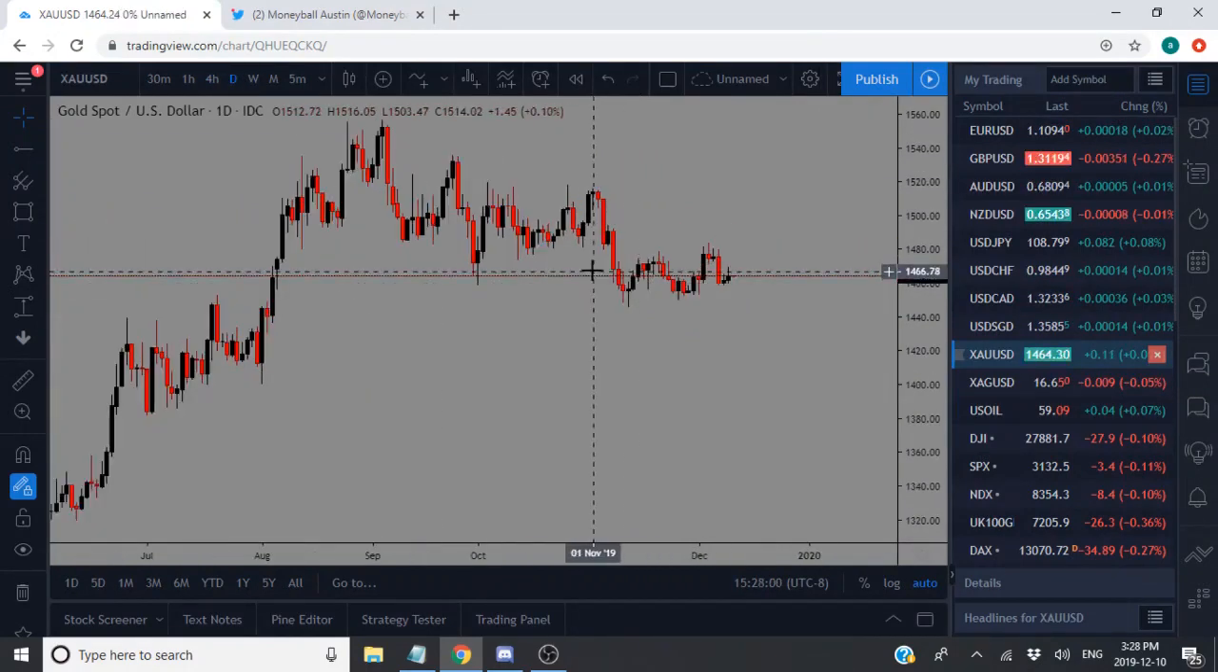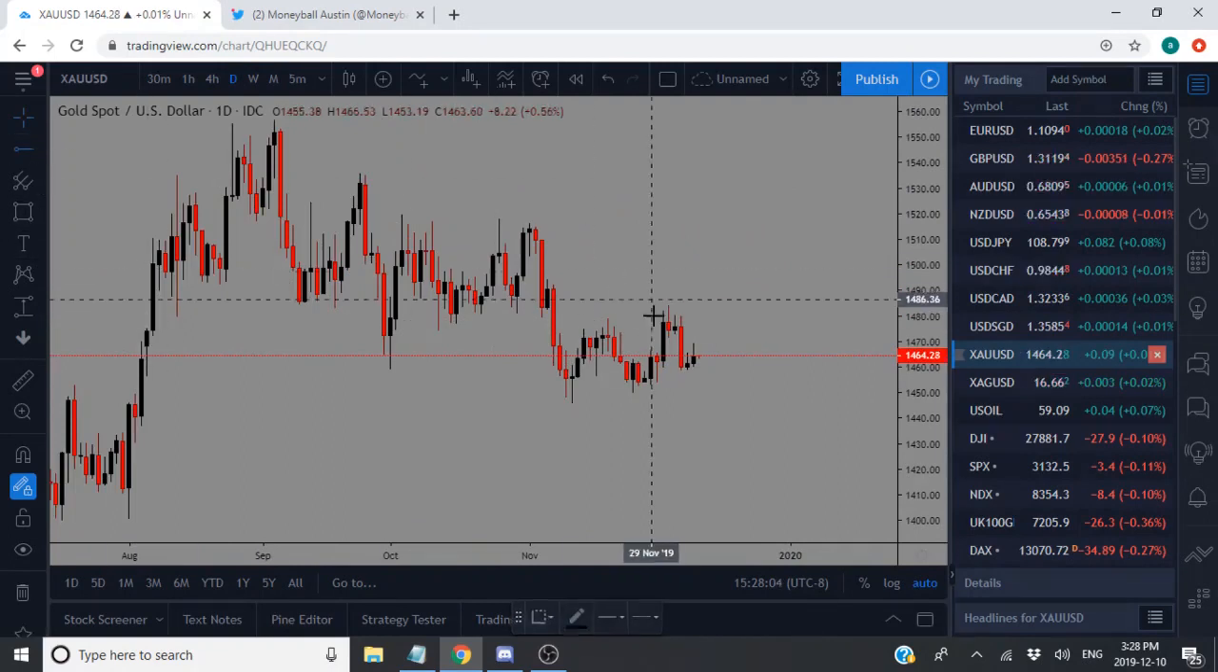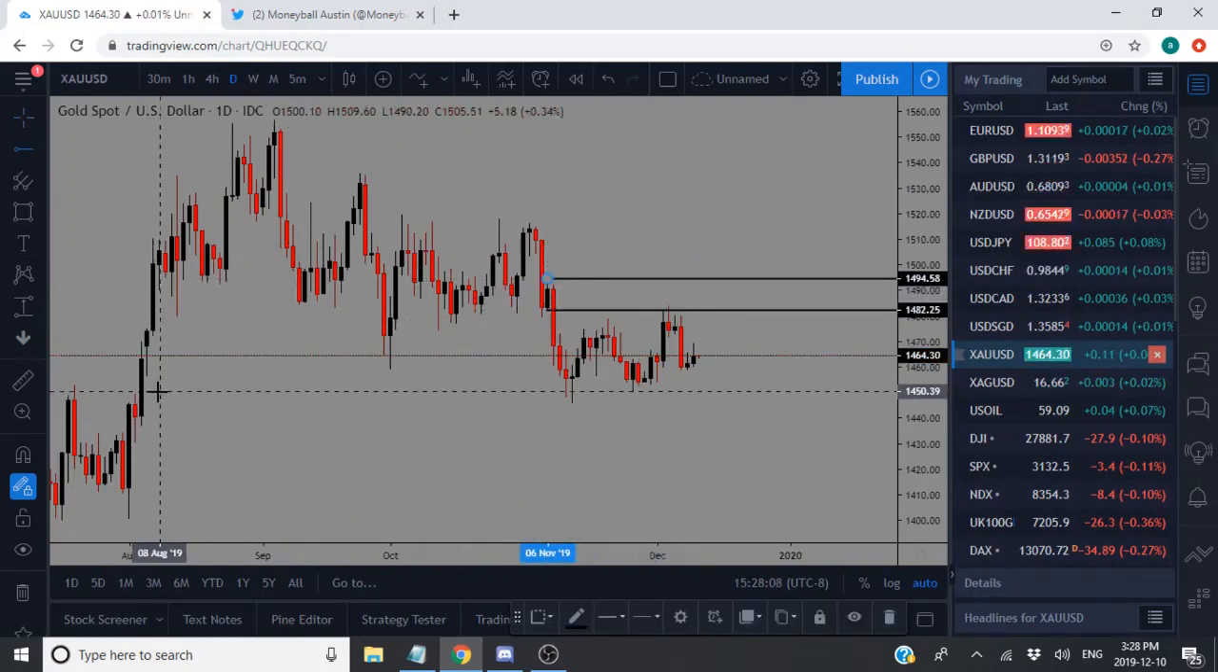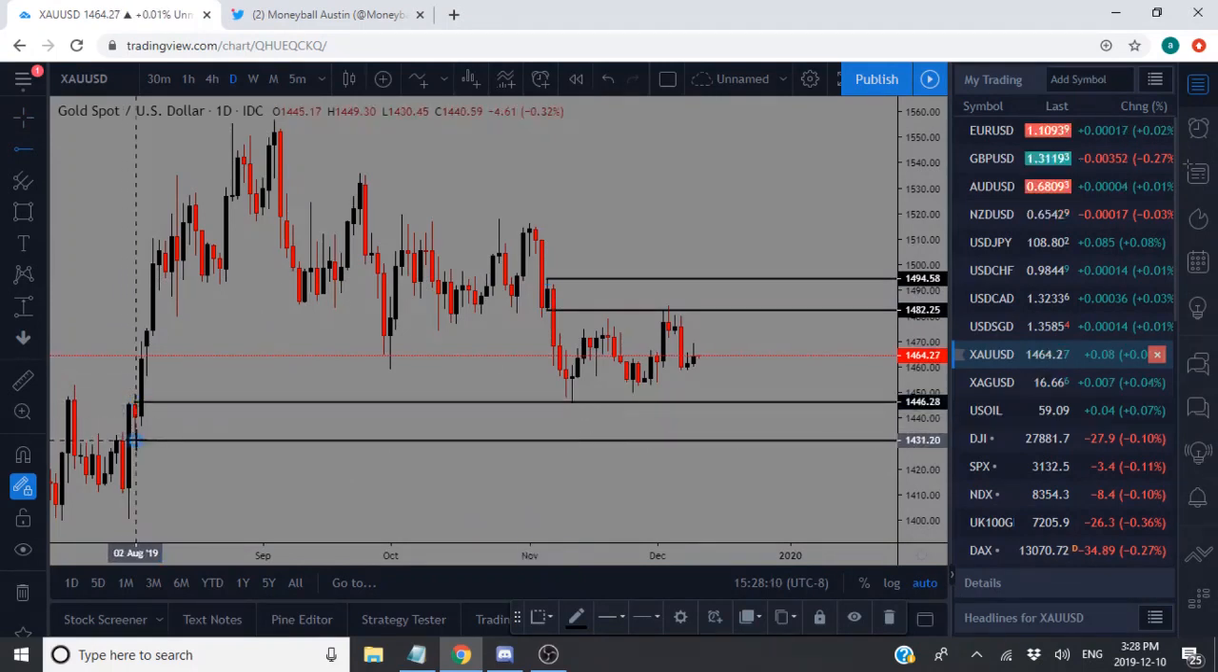Gold, just been going sideways. You guys know we've been talking about this one for a while. Daily supply there and daily demand down here. So those two demand and supply zones are basically holding price. We're kind of in that range right now. Would rather be a seller up here. Okay.